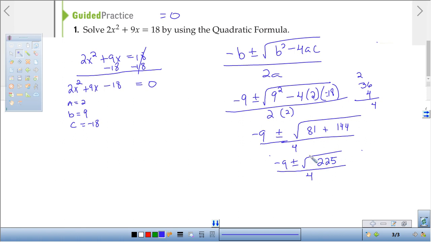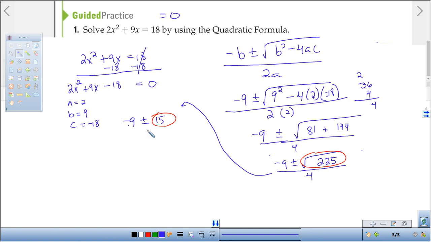What else does that become? Shoot. Anybody know the square root of 225? All right, so it's just testing you. Good job. So this part now, you see I kind of ran out of room. I'm going to bring it up here if you don't mind. So I'm going to have negative 9 plus or minus 15. The square root of 225 is 15. Okay.